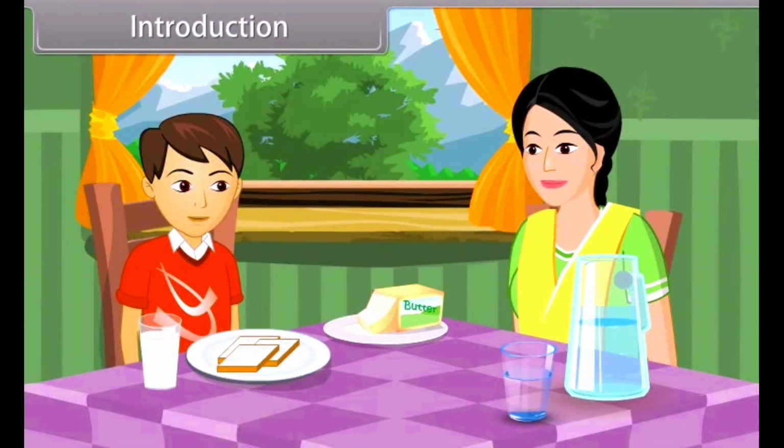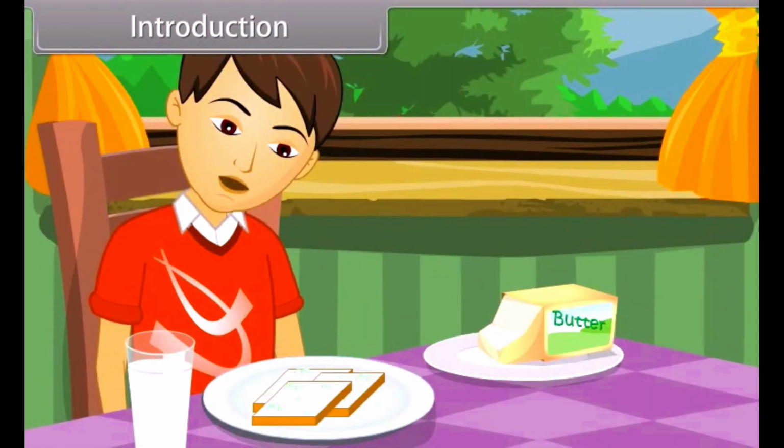Mom, I'm hungry. Can I eat the bread kept on the table? Yes, dear, you can eat the bread. Mom, these slices of bread have green spots on them.